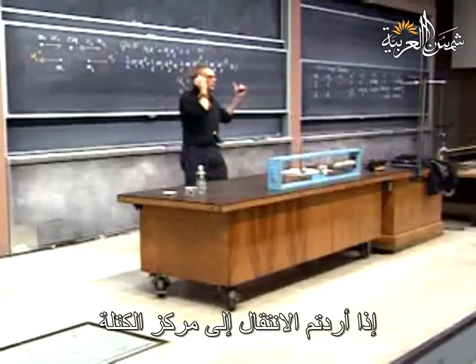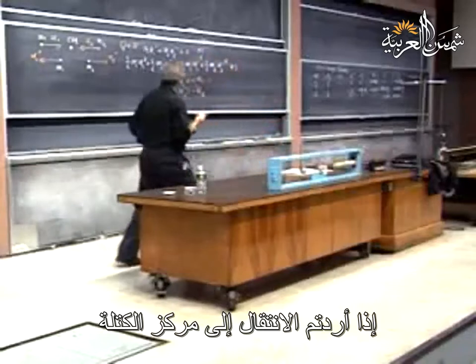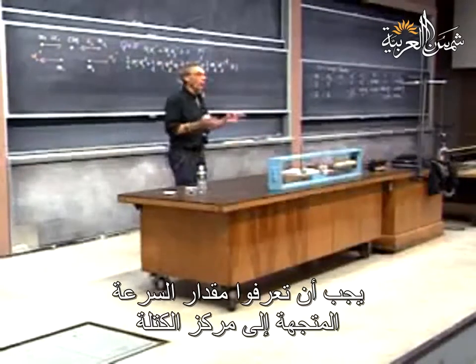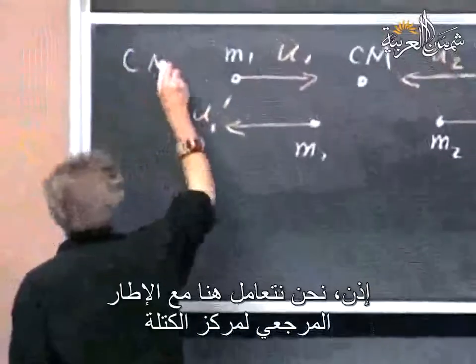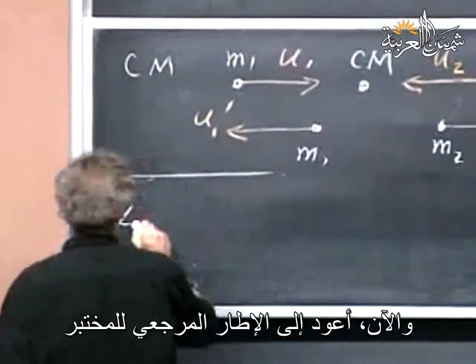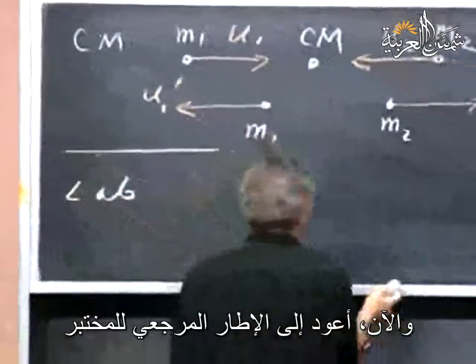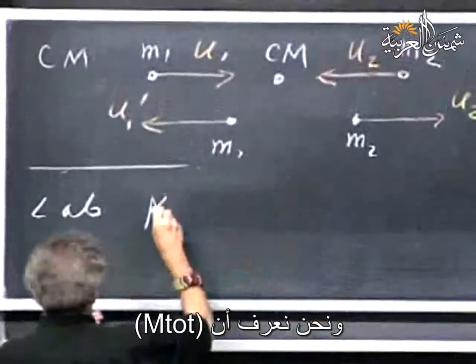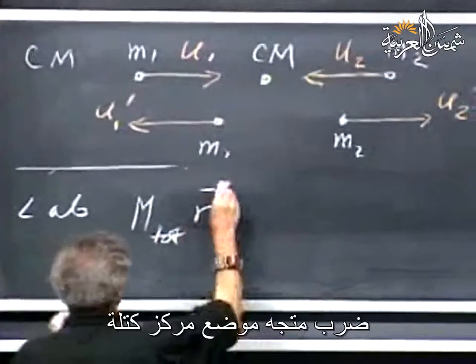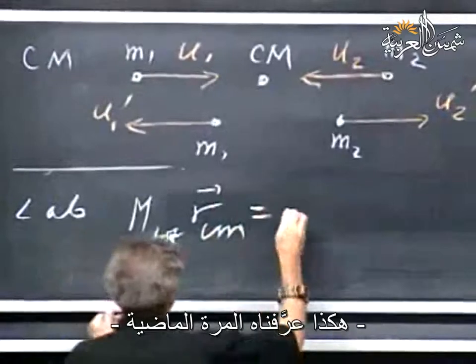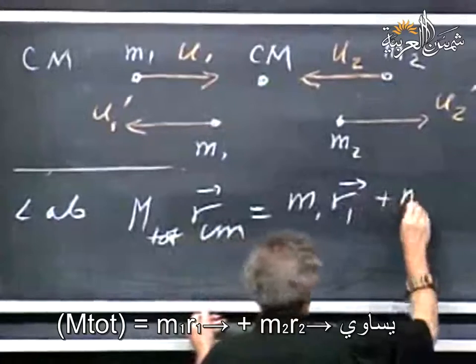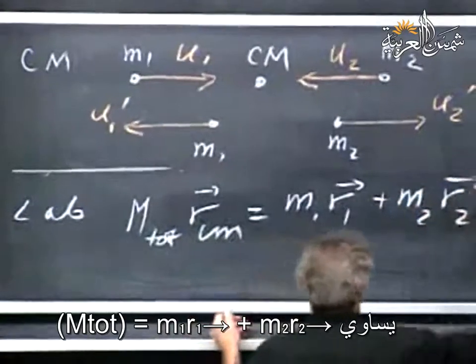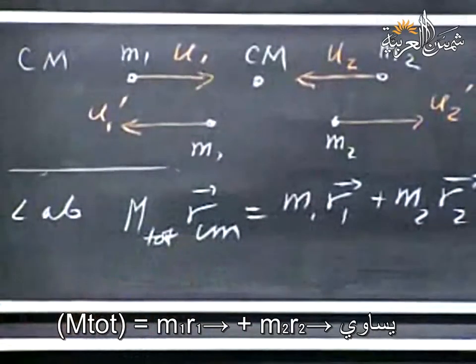If you ever want to move yourself to the center of mass, you will have to know what the center of mass velocity is. How do we calculate the velocity of the center of mass? So we're dealing here with the center of mass frame, and now I'm going back to the laboratory frame. And we know that m total times the position vector of the center of mass, this is the way we defined it last time, equals m1 times the position vector of particle 1 plus m2 times the position vector of particle 2.